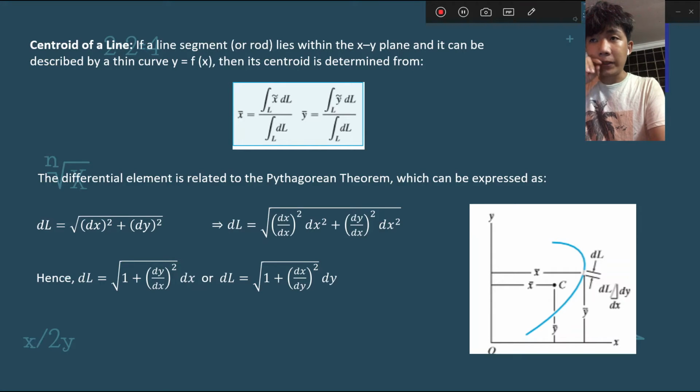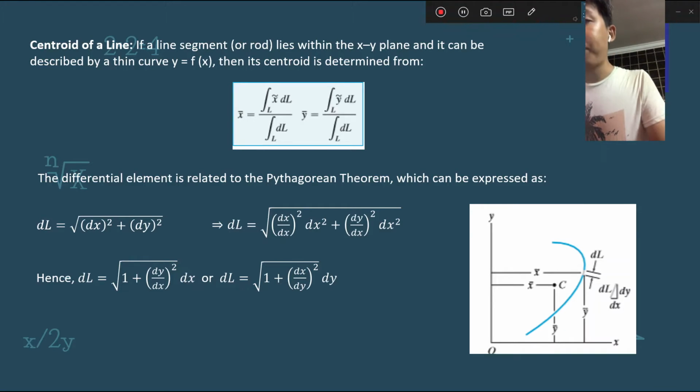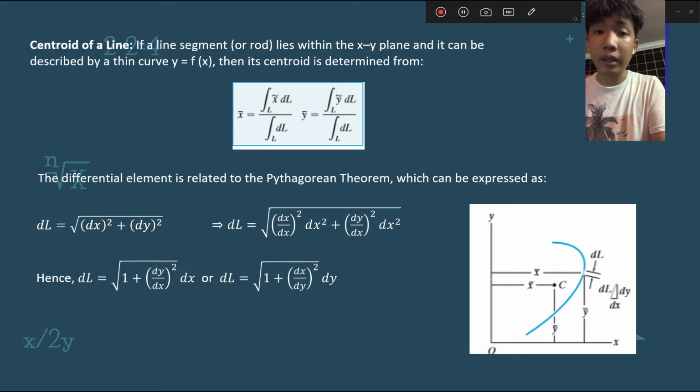So the differential element is related to the Pythagorean theorem, which can be expressed as dl equal to dx squared plus dy squared, and we take the square root of everything and progress further with the equation. We get dl equal to the square root of 1 plus (dy over dx) squared, dx, or it can also be the square root of 1 plus (dx over dy) squared, and then dy on the outside.